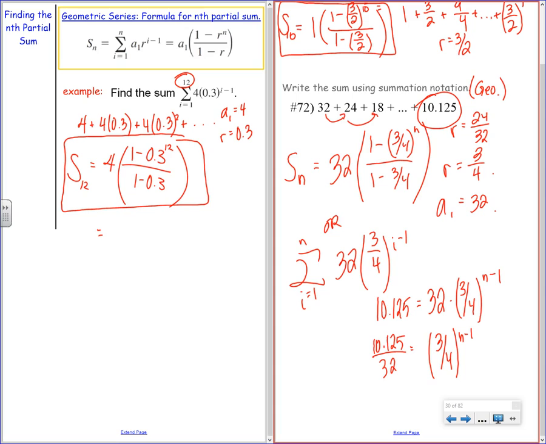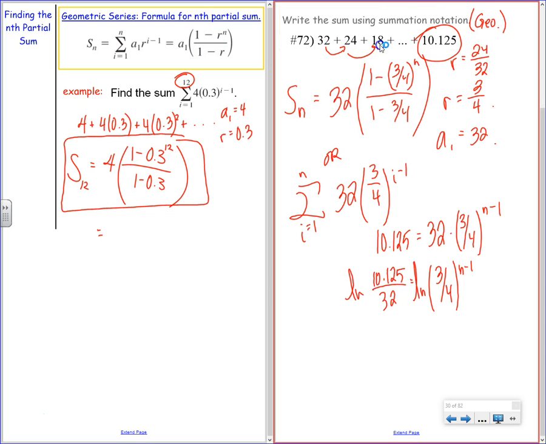Logarithms. I would love to take a square root, a cubed root, a fourth root, but I don't know what that is. I can't take a root. I don't know what kind of root to do. So the only way to break it down is a logarithm, because a logarithm has that really cool property that powers can go where? In front. So I can rewrite this to be ln of 10.125 all over 32 is equal to n minus 1.